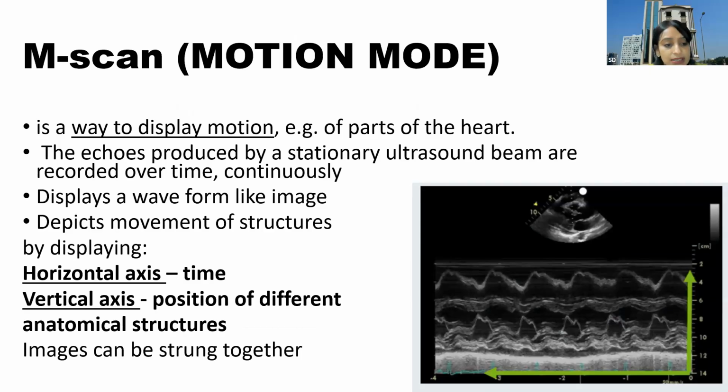So there are two scales. One is the horizontal axis, and then there is a vertical axis. The horizontal axis shows the time, and the vertical axis shows the position of the different anatomical structures.